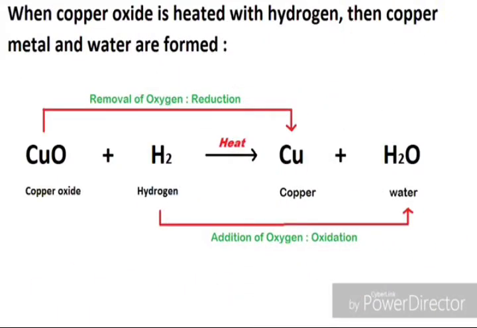So let's see the example. When copper oxide is heated with hydrogen, then copper metal and water are formed. Look at here. Here it is copper oxide. When it is heated with the hydrogen, what happens? From copper oxide, oxygen is removed. So the removal of oxygen is called reduction. And what happens to hydrogen? Hydrogen has taken one oxygen from copper oxide.